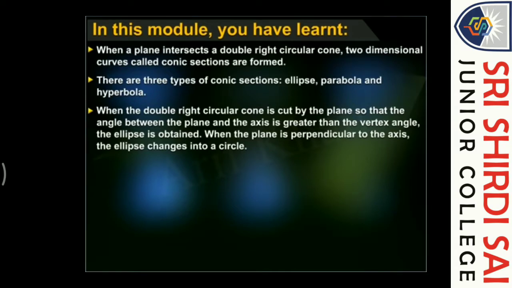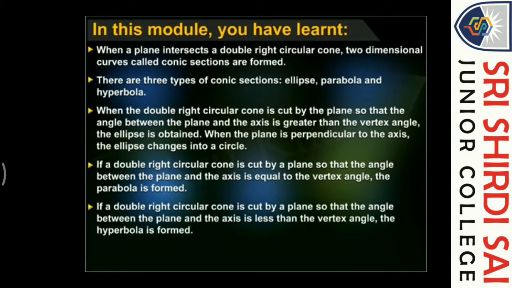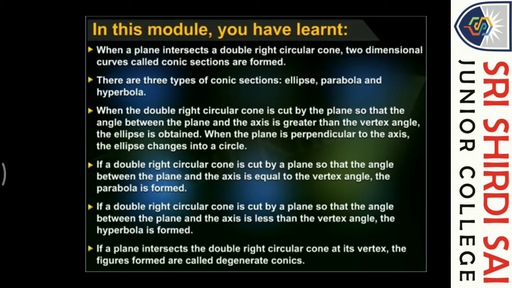When the plane is perpendicular to the axis, the ellipse changes into a circle. If a double right circular cone is cut by a plane so that the angle between the plane and the axis is equal to the vertex angle, the parabola is formed. If it is cut so that the angle between the plane and the axis is less than the vertex angle, the hyperbola is formed. If a plane intersects the double right circular cone at its vertex, the figures formed are called degenerate conics.